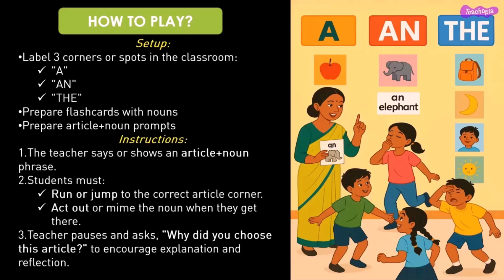Here the teacher will show an article and noun phrase, and when students hear it, they must run or jump to the correct article corner and then act out or mime the noun when they get there. Once they get there, the teacher pauses and asks, "Why did you choose this article?" to encourage the learners to explain and reflect on their choice.